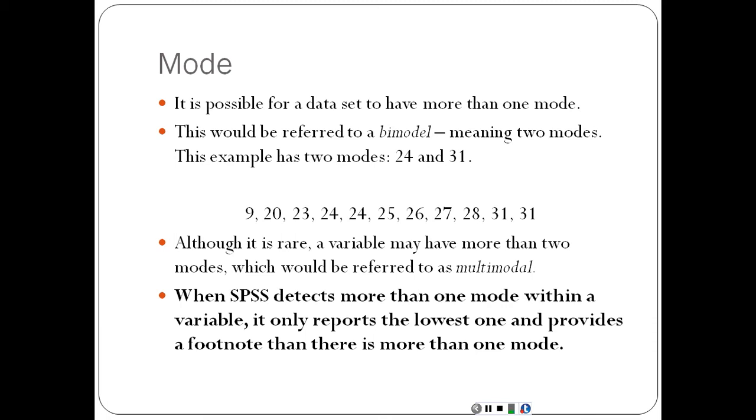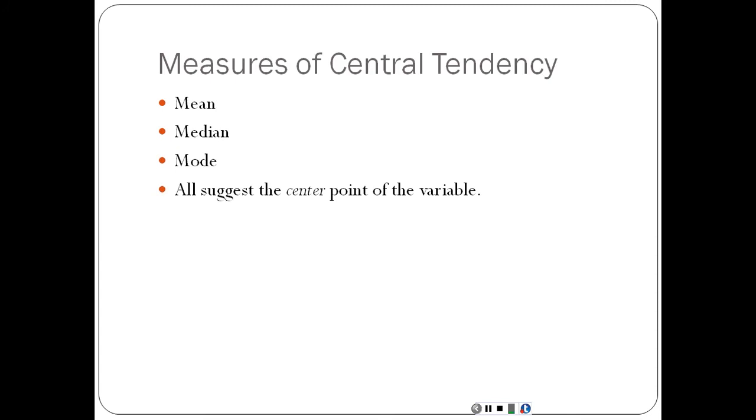Now, although it's rare, you could have an instance with more than two modes, which would be referred to as multimodal. One thing to remember: when SPSS detects more than one mode within a variable, it only reports the lowest one and provides a footnote indicating there is more than one mode. All of these examples are types of measures of central tendency, and they all suggest the center point of the variable.